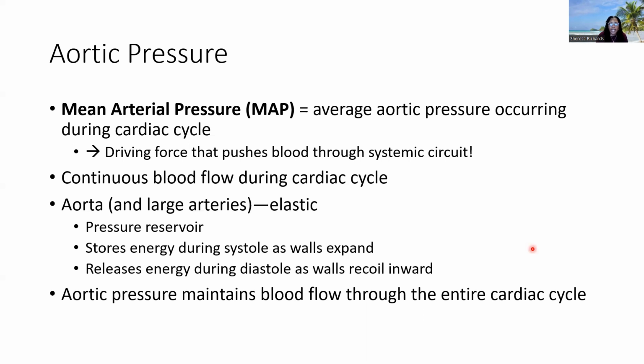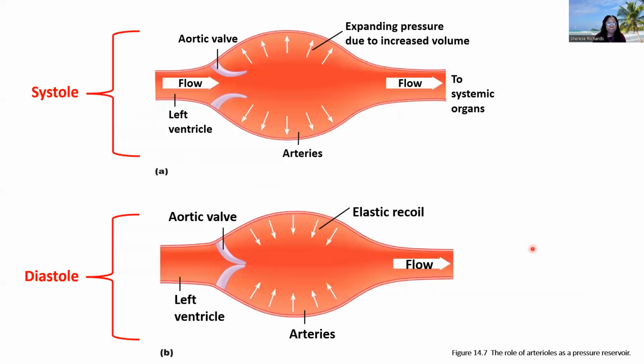So the aorta is one way that we can maintain continuous pressure throughout all periods of the cardiac cycle, even when the valve is closed, for example. When the valve is closed, we would be tempted to think that the pressure would drop to zero, and that doesn't happen because of the elastic nature of the aorta. All right, let's illustrate that here.